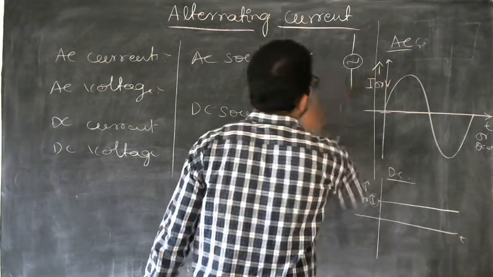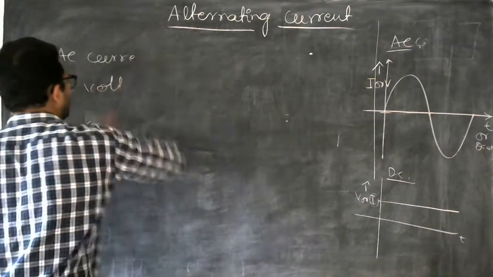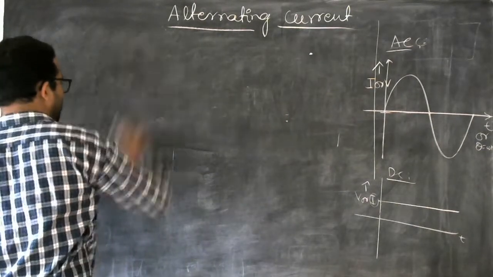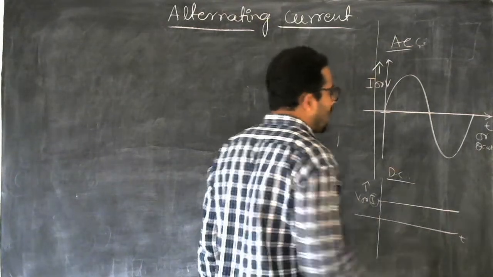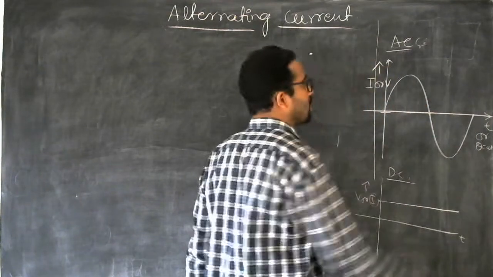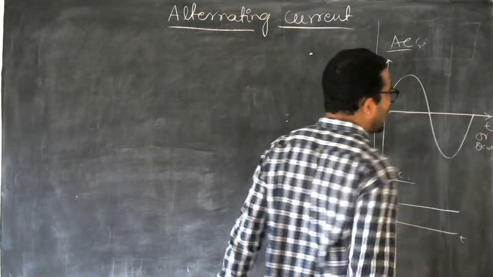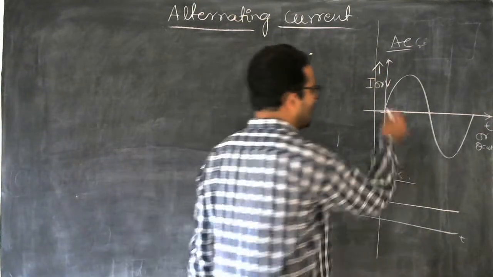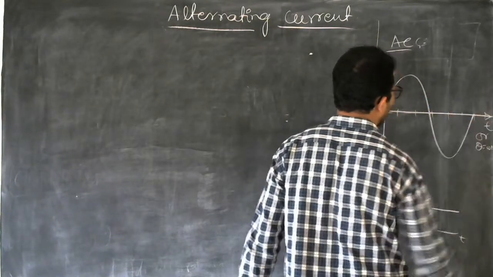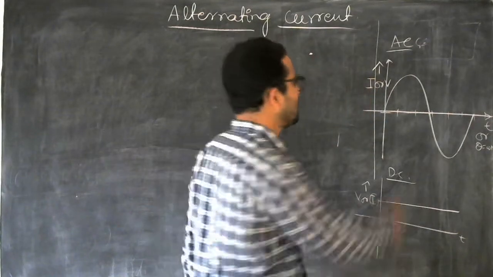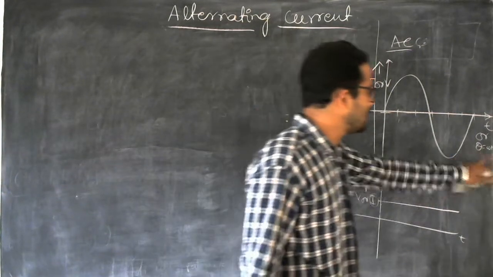Let me tell you some more things about this, because without this you cannot understand this chapter. I told you that along the x-axis we can take time or we can take angle. Then how to take the time? It is very simple. There are lines, and we can put values to those lines like 1 second, 2 seconds, 3 seconds, 4 seconds, that depends.